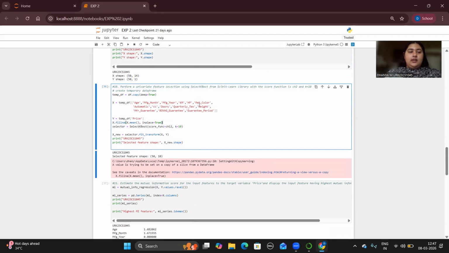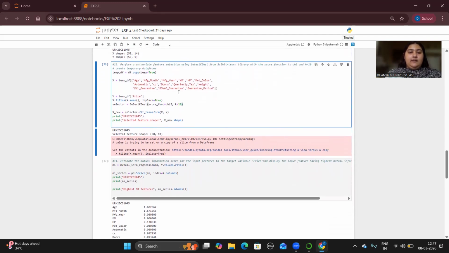And for the 10th question, I performed univariate feature selection using chi-square. Univariate feature selection evaluates each feature individually with respect to the target variable. The SelectKBest method is used to select the top features. The chi-square test is applied to measure the dependency between each feature and the target variable. Here the value k is equal to 10, which means the top 10 most relevant features are selected. This method helps identify the most important predictors for the model.